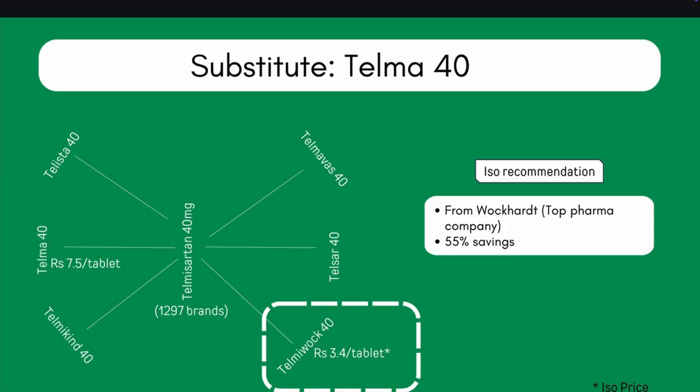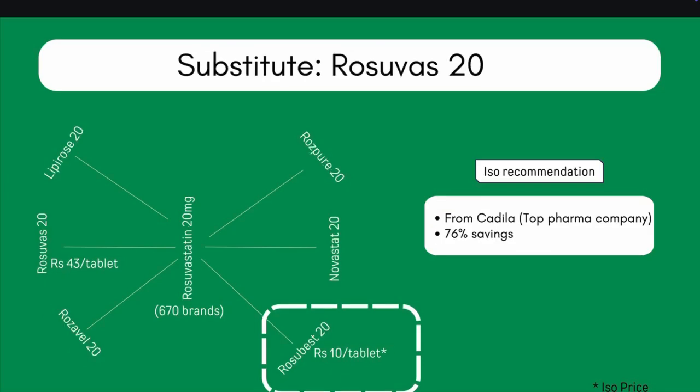Similar is the case with Rozavas, taken for blood pressure and heart diseases. Rozavas 20 is the main drug, and Isomed suggests Rozubest 20, which is from Cadila, a top pharma company. It comes at a 76% discount to the customer.